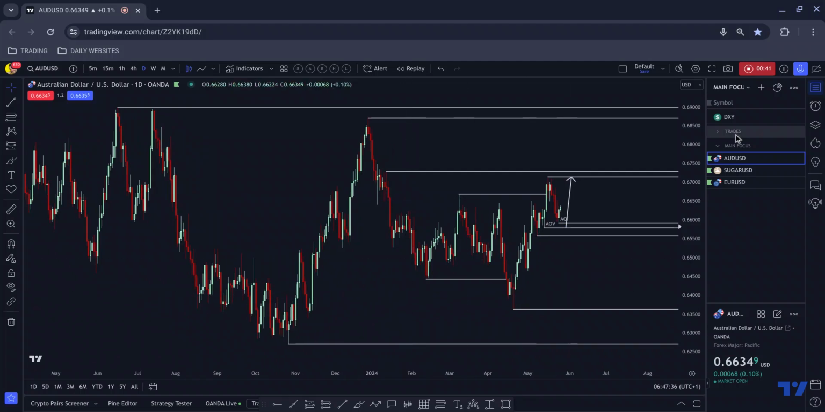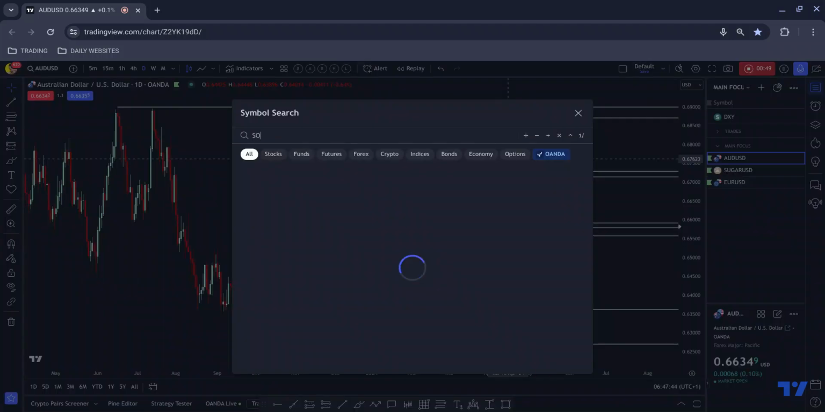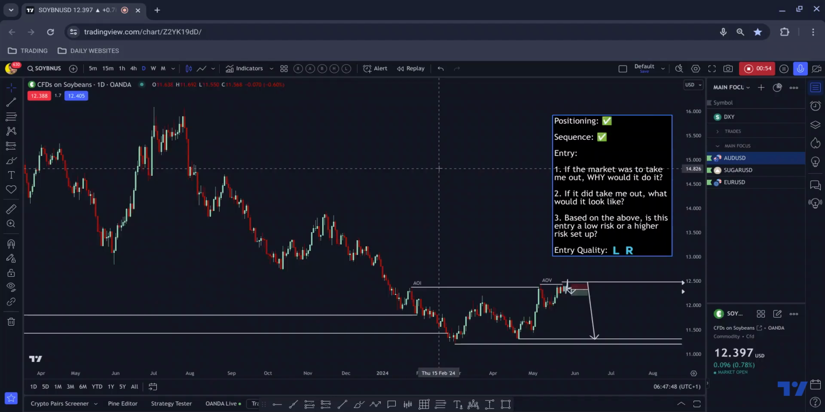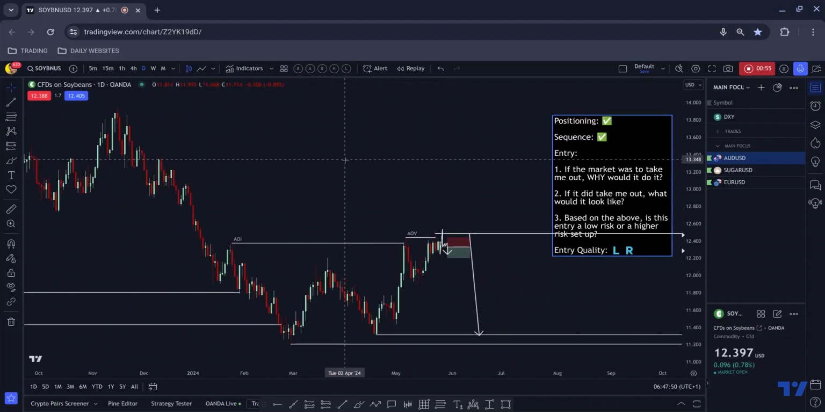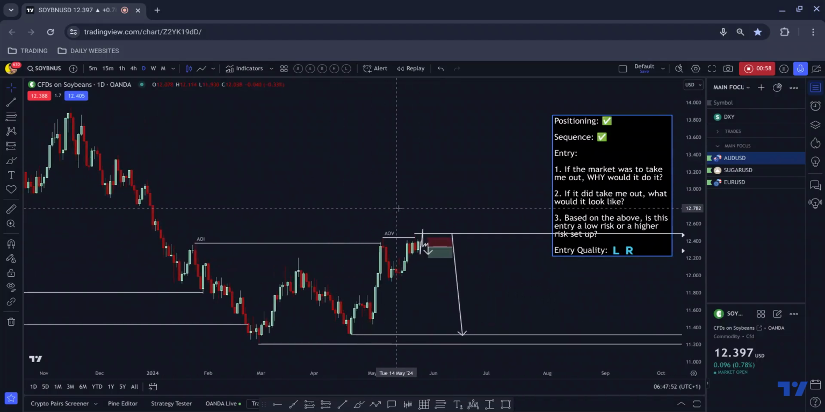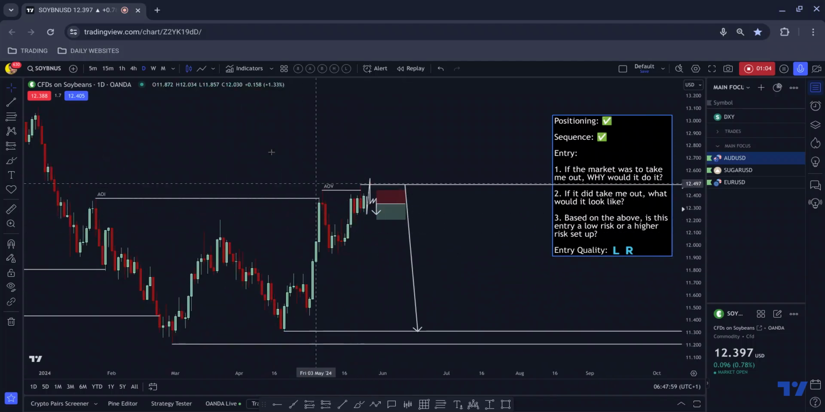Anyway, I have three pairs on watch today, and those are Aussie dollar, sugar USD, and euro dollar. Just to say that I nearly placed a trade on soybean, and I'm going to touch on that to start with. So soybean, if you remember in last week's video, we had this 1, 2, 3 up here. We scooped up for an M style pattern, and I was looking for entries here to push to the downside.